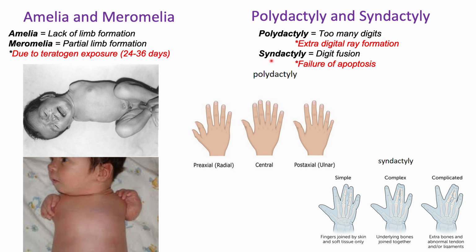Syndactyly, however, is due to failure of apoptosis of the digital rays, or failure of the digital webs to apoptose, meaning that the 2 digits are going to be combined. Okay, so here is inappropriate fusion of the digits, and that's the main difference between polydactyly and syndactyly. And with that, that'll bring us to an end of this video.